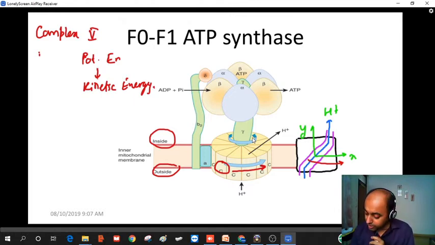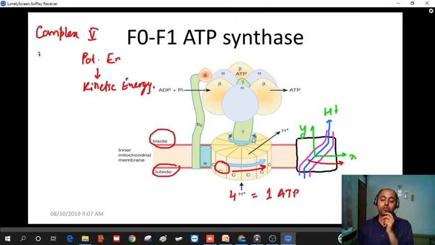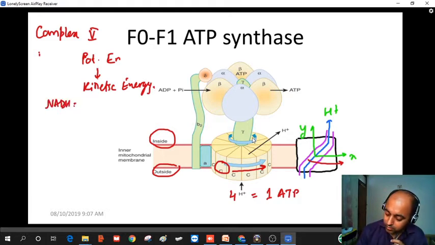So for every four protons, we get one ATP. For every four protons traveling through the F0 F1 particle, we get one ATP. If you start with NADH, you get 10 protons. So how many ATP do you get? We get 10 protons upon 4 protons per ATP. So your answer is 2.5 ATP.